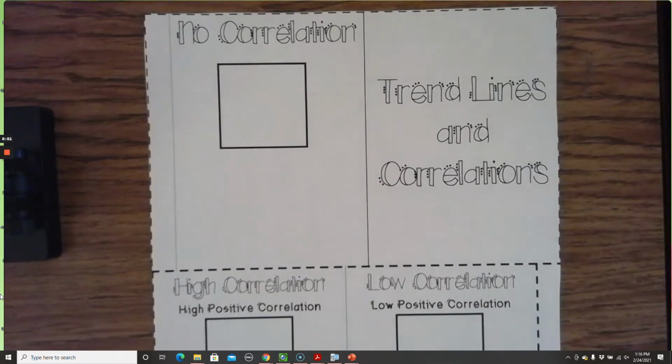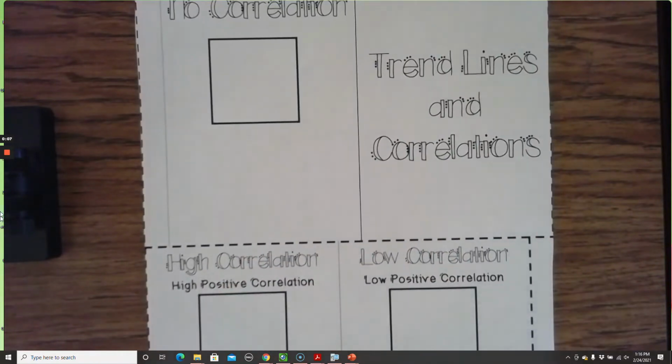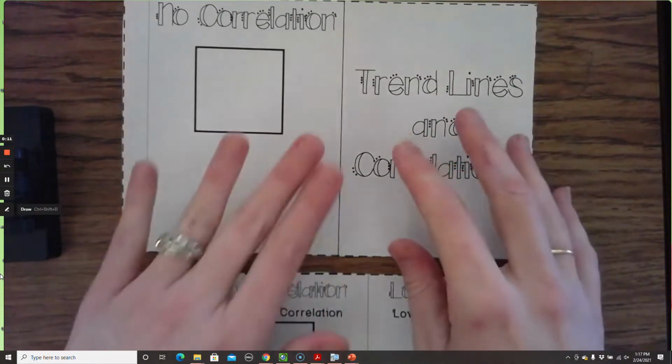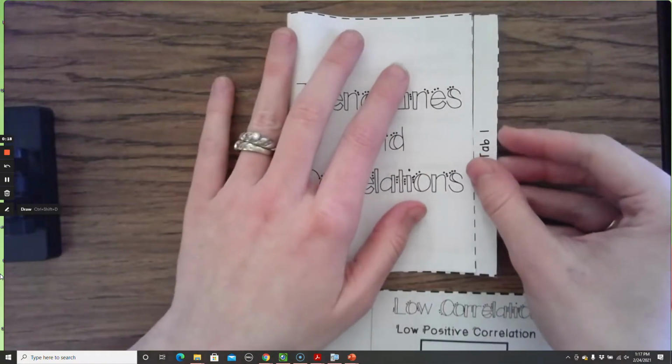This video is for the trend lines and correlations foldable. To put this one together, on the large dashed lines, you need to cut. Then with this top piece, you're going to fold in half on this line. So I'm going to flip it over, and we're going to fold to that line where it says tab 1.